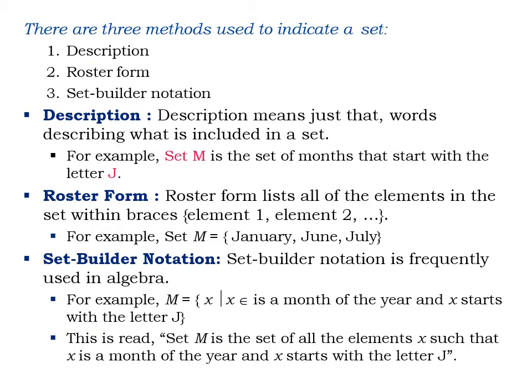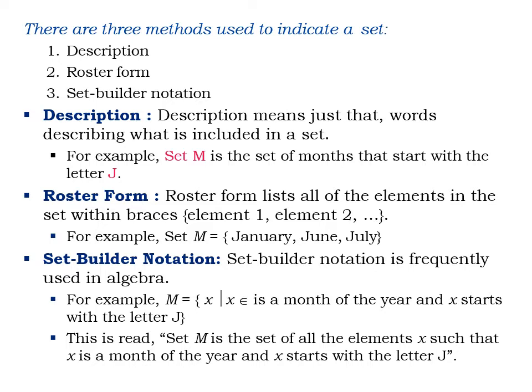There are 3 methods used to indicate a set. First is through description, then we also have roster form and set builder notation. Description means just that: words describing what is included in the set. For example, set M is a set of months that starts with letter J. That is an example of having your set through a description.